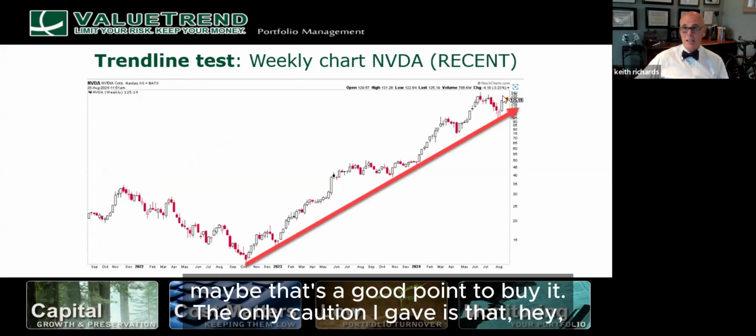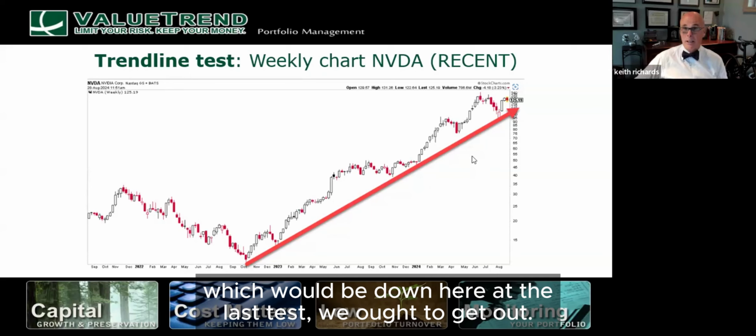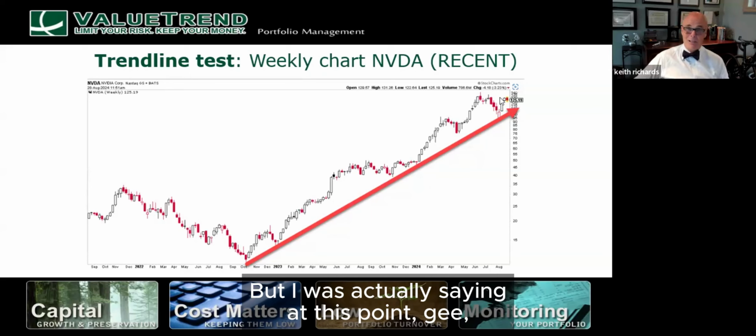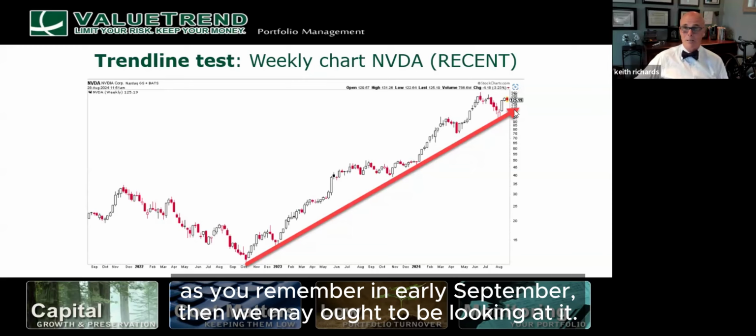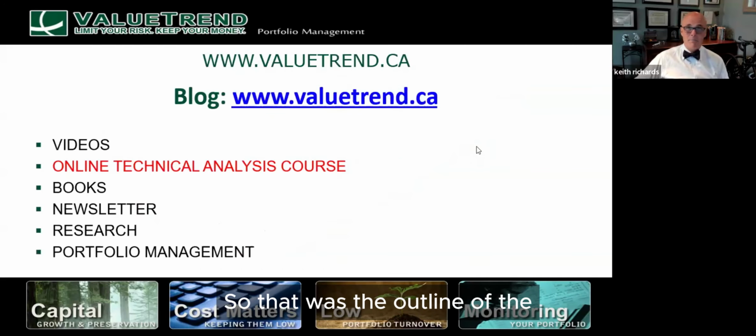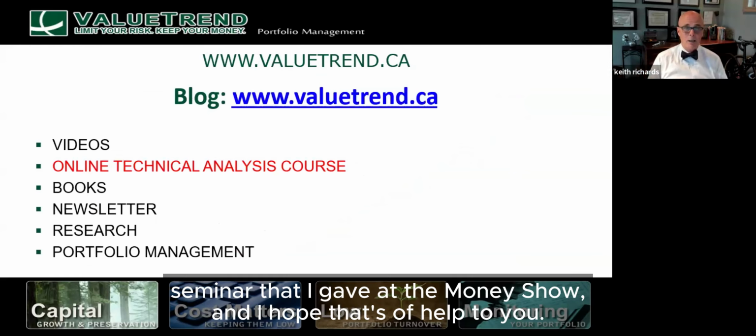The only caution I gave is that, hey, if that's a double top and it breaks the neckline, which would be down here at the last test, we ought to get out. But I was actually saying at this point, gee, I would think if Nvidia pulled back, and it did pull back, as you remember in early September, then we maybe ought to be looking at it. So that was the outline of the seminar that I gave at the Money Show, and I hope that's of help to you.